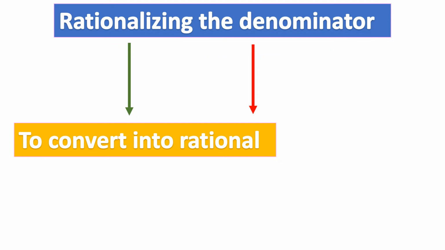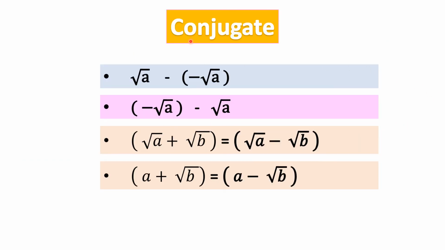Now before learning how to rationalize the denominator of a given fraction, we're going to look at what conjugate is. Now what is conjugate? Think about it. Conjugate means you have to reverse the sign. These formulas will show you what conjugate is. Suppose the conjugate of root a is minus root a. Conjugate in its sense is actually like a reciprocal. Just know only that much.